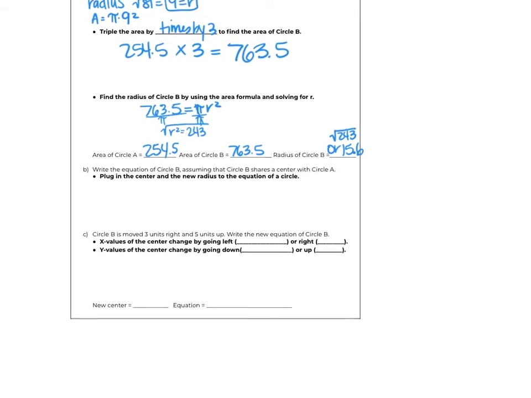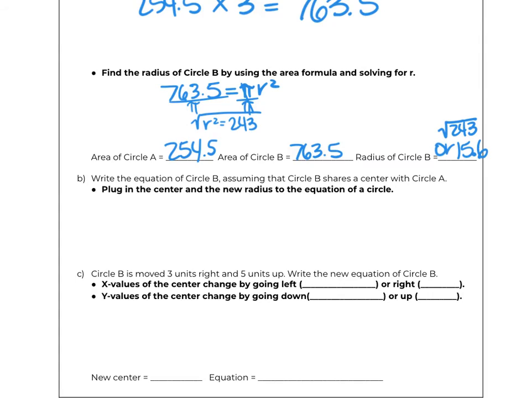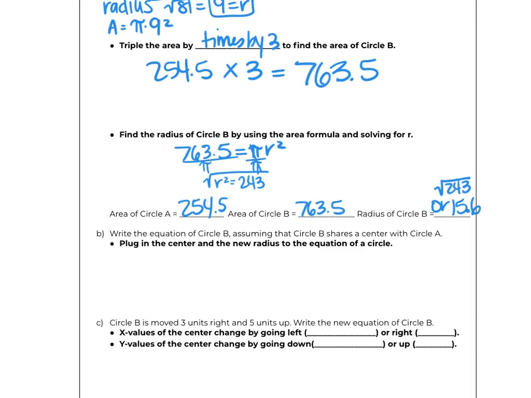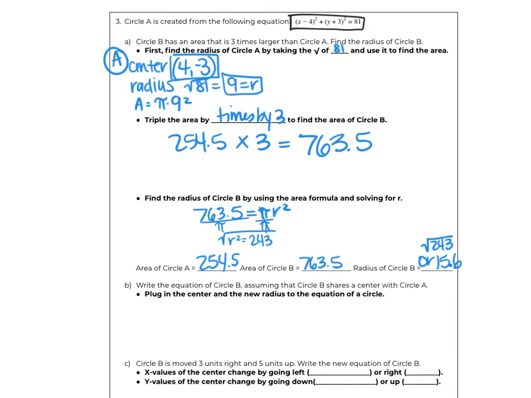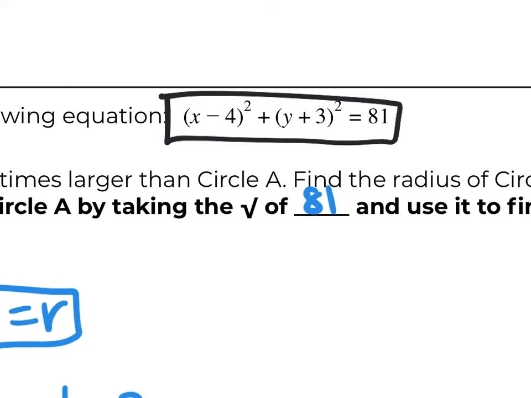All right, let's do B then. So it says, write the equation of circle B, assuming that circle B shares a center with circle A. All right, so look at our original equation up there, the x minus 4, blah, blah, blah. If circle B shares a center, what side of the equation is going to be the same, the left or the right? The left. So you can just take the whole left side of this equation and copy it down because they have the same center, and these represent the center.